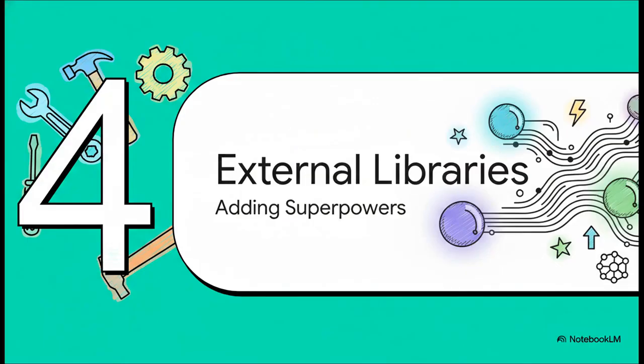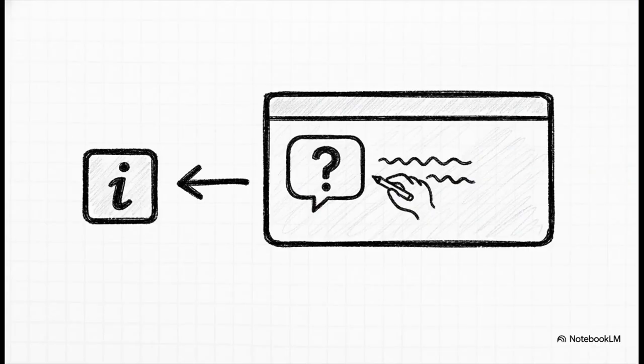Okay, so sharing tools between our own files, we got that. But what about using entire toolkits built by thousands of other developers out there? We're talking external libraries. So let's make this real. We're going to grab a library called Inquirer, and it's awesome. It's this fantastic tool that lets us ask users questions and get their input right there in the command line. It's how we make our applications interactive.